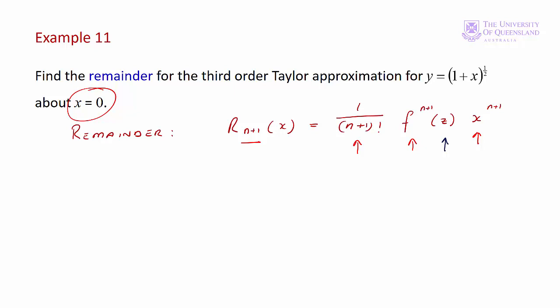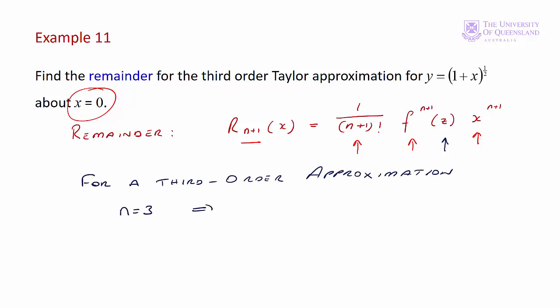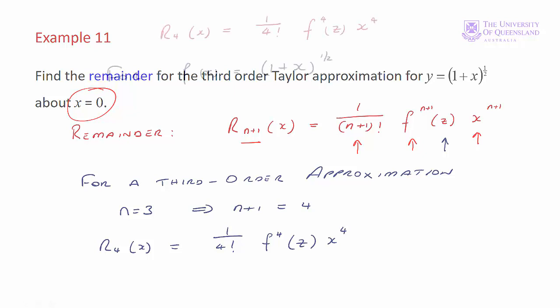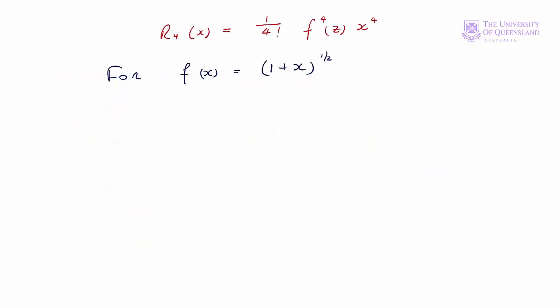Let's look at how we determine z and say the maximum error for the third order approximation. For a third order approximation, n is equal to 3, so of course n plus 1 is equal to 4. The remainder then, r4 of x, is equal to 1 on 4 factorial times the fourth derivative of x evaluated at z times x to the 4. For the function 1 plus x to the half, the fourth derivative is equal to minus 15 on 16 times 1 plus x to the power minus 7 on 2.